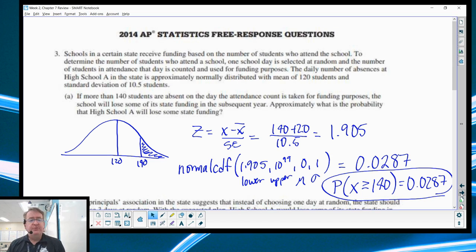If more than 140 students are absent on a day that the attendance is counted for funding purposes, the high school will lose some of its state funding for the subsequent year. Approximately, what's the probability high school A will lose some of its state funding?